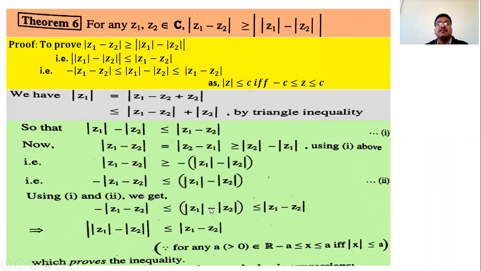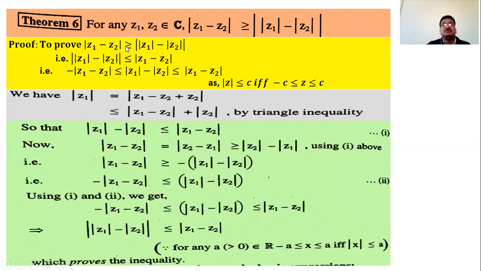The next example is also an important theorem. For any Z1 and Z2 belonging to C, that is Z1 and Z2 are complex numbers, prove that mod Z1 minus Z2 is greater than or equal to the modulus of mod Z1 minus mod Z2. So what we have to prove? Modulus of Z1 minus Z2 is greater than or equal to modulus of Z1 minus modulus of Z2.